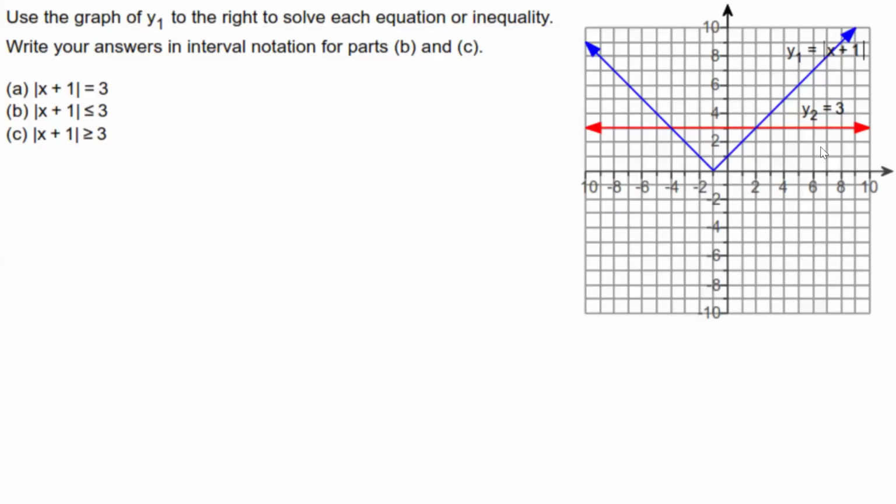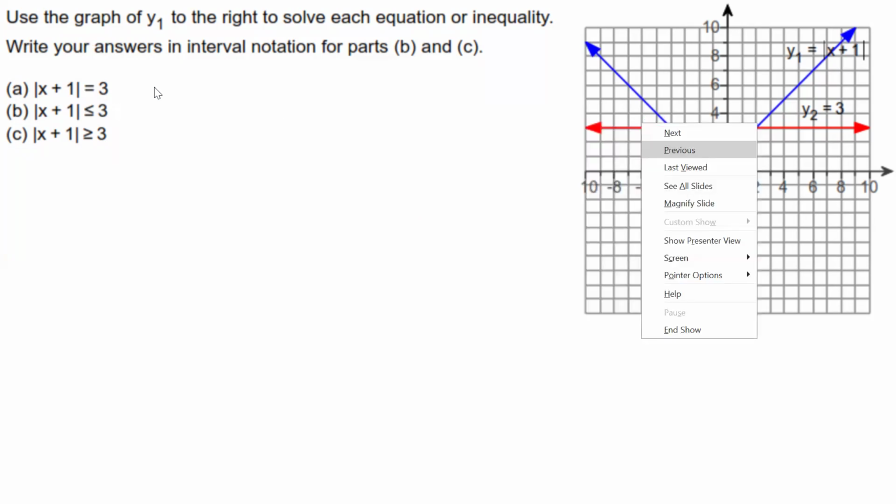All right, so we're supposed to use this graph to solve each of the equations or inequalities below here. So when is the x plus 1 equal to 3? So when is the blue line equal to 3? Well, the red line is the equal to 3 part, and so it's going to be equal at this point here, and it's going to be equal at this point here.